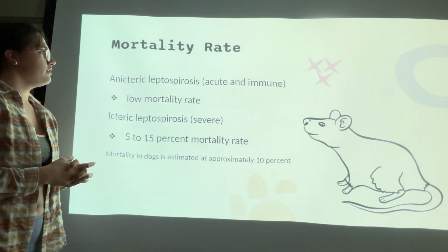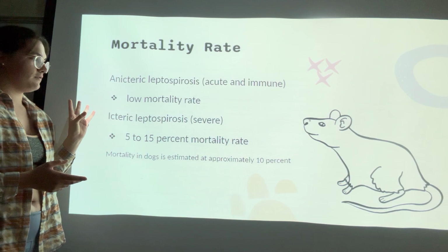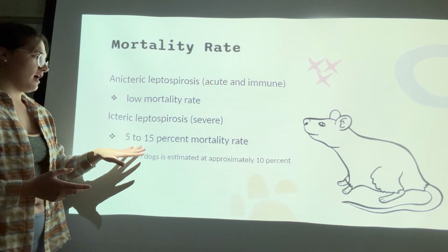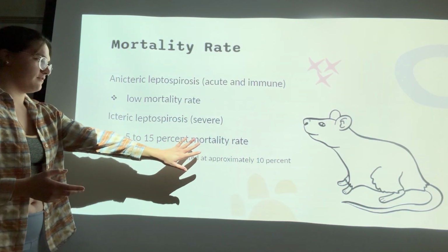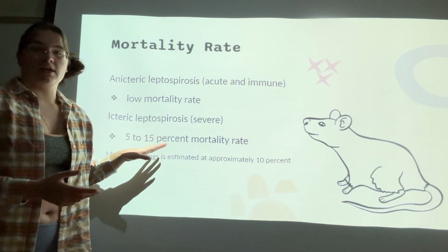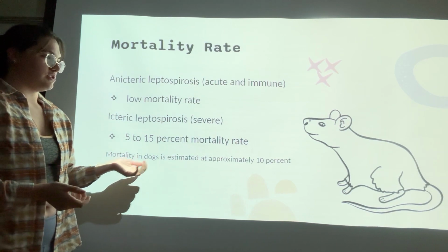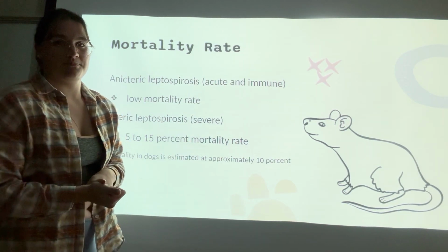So the mortality rate is relatively low with the acute and immune phase. You get a little bit higher with the more severe phase, but it's still relatively low at 5 to 15%. And then mortality in dogs is about 10%.